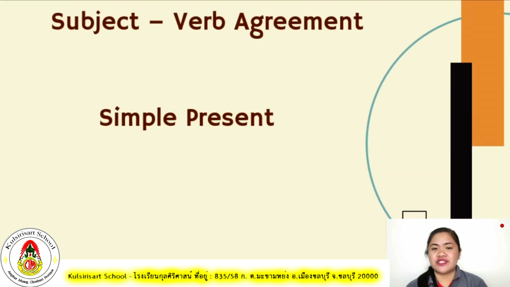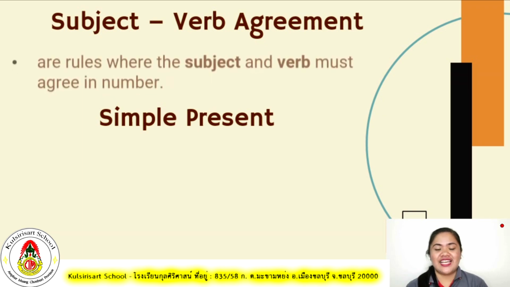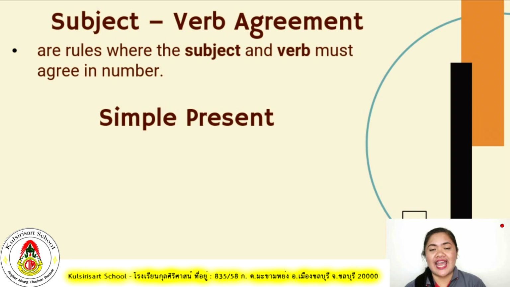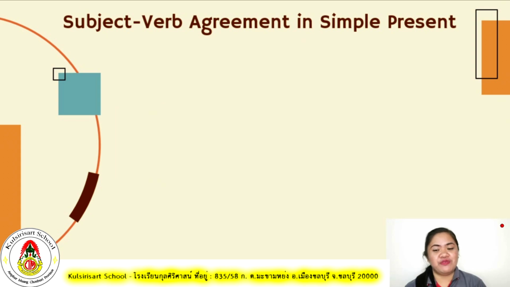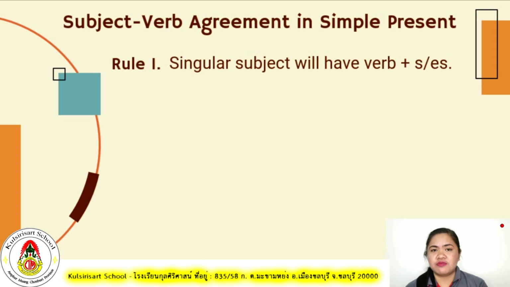So, again, when we talk about subject-verb agreement, it talks about the rules where the subject and the verb must agree in number. And when we talk about simple present, it is a tense of verb used to talk about conditions or actions happening right now, or it can be habitual actions or occurrences. Next. When we talk about subject-verb agreement in simple present, we have 3 common rules. Rule number 1, if the subject is singular, what are we going to do with the verb? Very good, verb plus S or ES.